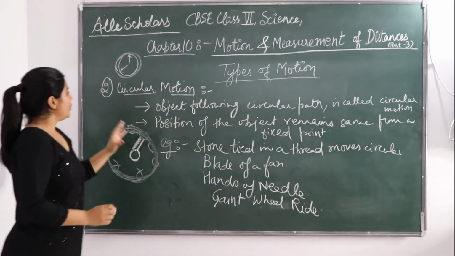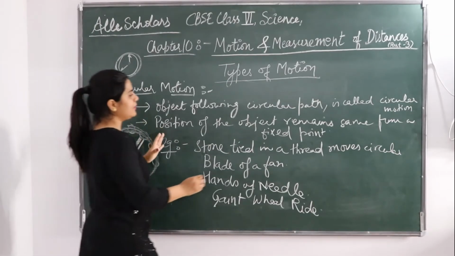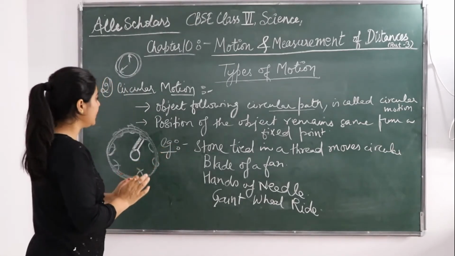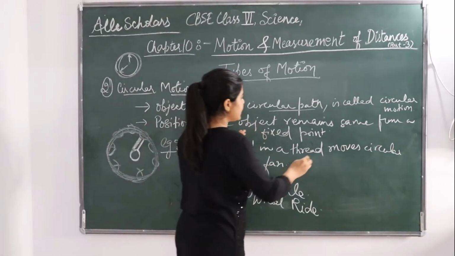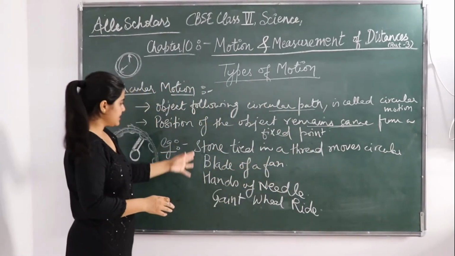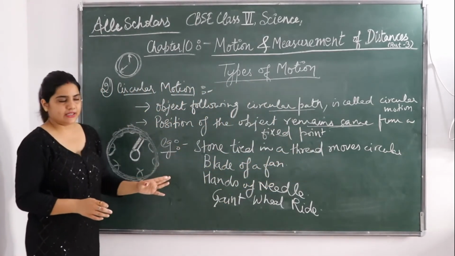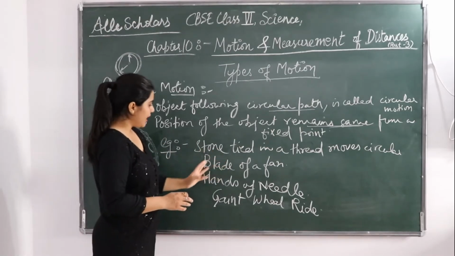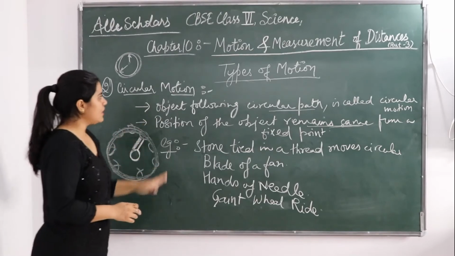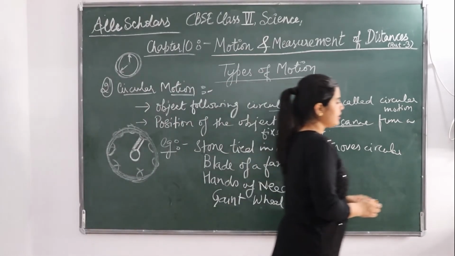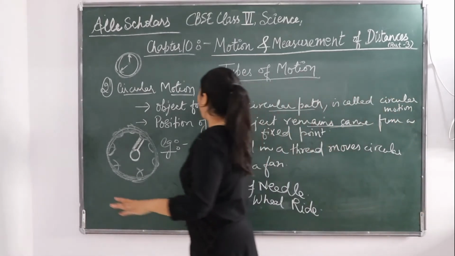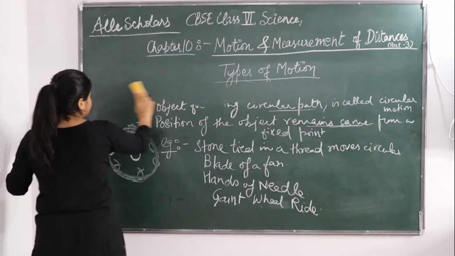Fine. So in circular motion, what kind of path will the object follow? It will follow a circular path, and the position of the object remains the same. The position of the object will not change. These are some of the examples: a stone tied in a thread, blade of a fan, hands of a clock, and giant wheel ride. So these all show circular motion. Nowhere is the position changing. Only the object is moving in a circle. Fine.